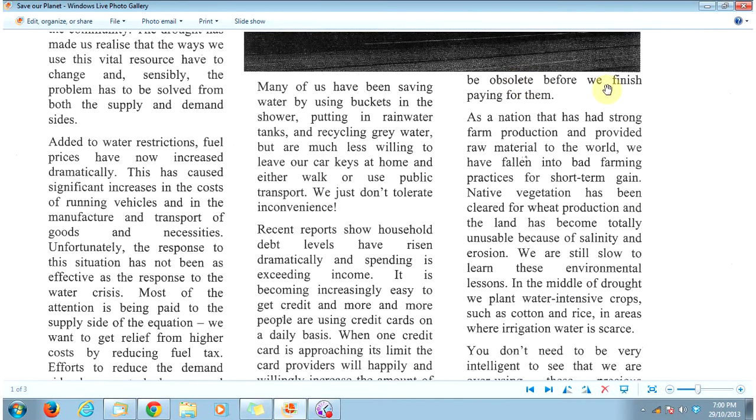This notion of buying objects that are obsolete before we finish paying for them, and also planting water-intensive crops in the middle of drought. So obviously water-intensive crops means they need a lot of water, whereas in a drought a lot of water isn't available. So both of these actions seem to be quite illogical and stupid, not that we'd use the word stupid in our language analysis. But the readers would look at the actions and see, well, that's obviously not a logical thing to do, so they will be more inclined to reconsider their farming practices and their purchasing natures.